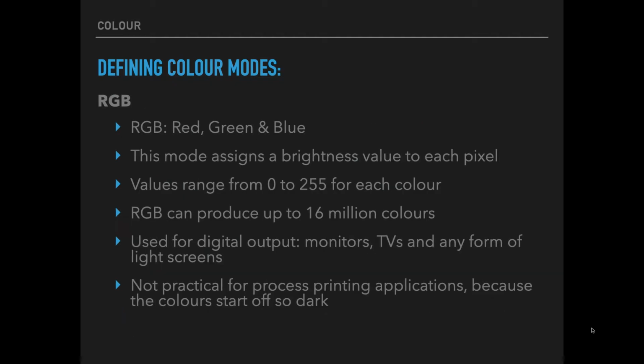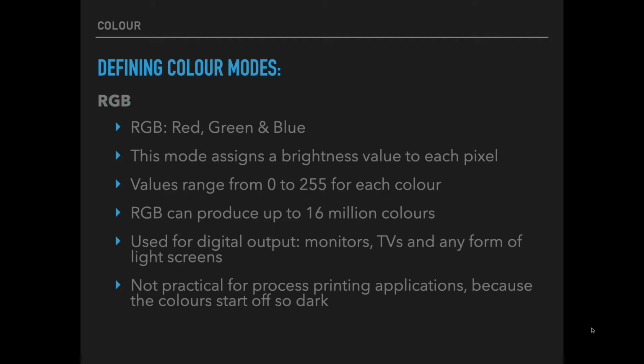RGB. RGB stands for red, green, and blue. This mode assigns a brightness value to each pixel. Values range from 0 to 255 for each color. RGB can produce up to 16 million colors. Used for digital output, monitors, TVs, and any form of light screens. So that's your phone, your tablet, anything else that uses light to produce color.